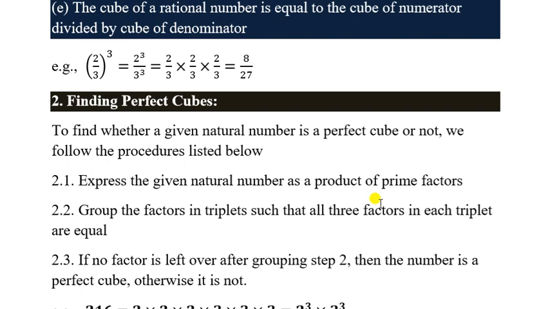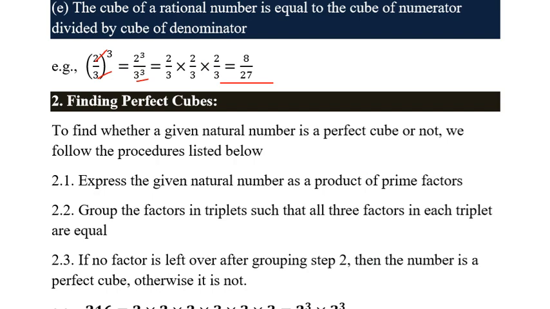Now the cube of a rational number is equal to the cube of the numerator divided by the cube of the denominator. That means this cube will come to the numerator place and the denominator place as an exponent. That means 2 to the power 3 by 3 to the power 3. That means 2 is present 3 times and 3 is also present 3 times. So the answer will be 8 by 27. For a rational number, we can find the cube.